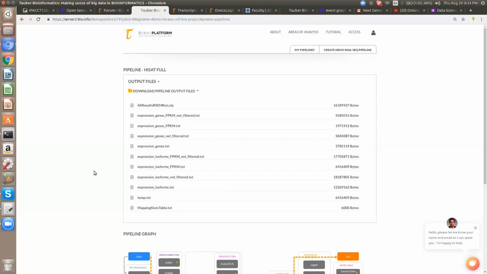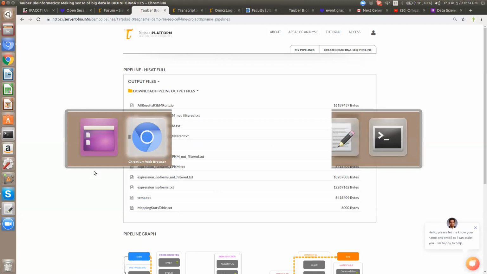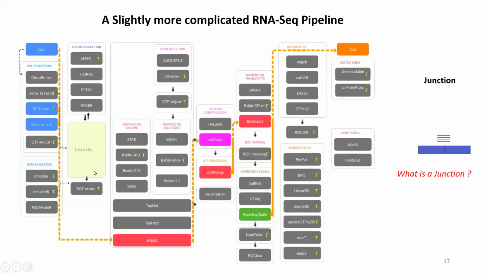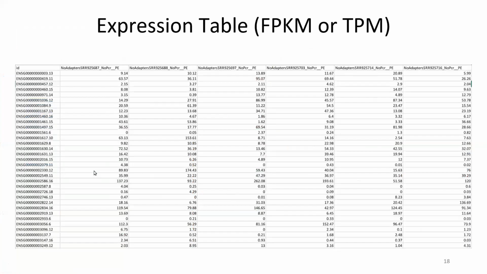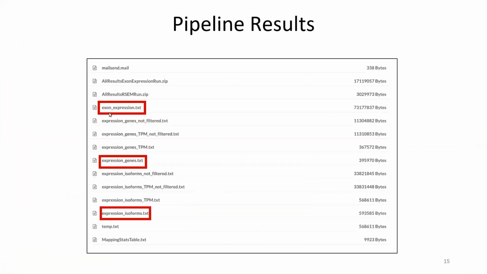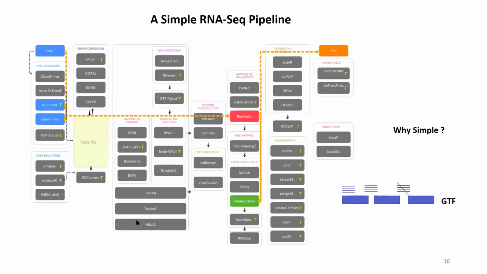So the demo pipeline can help you to start working on the output of a standard, simple, and also an advanced RNA-seq pipeline right away. The types of files that are important are these. You have the exon expression, the gene expression files, and isoform expression files, which you can start working with right away.